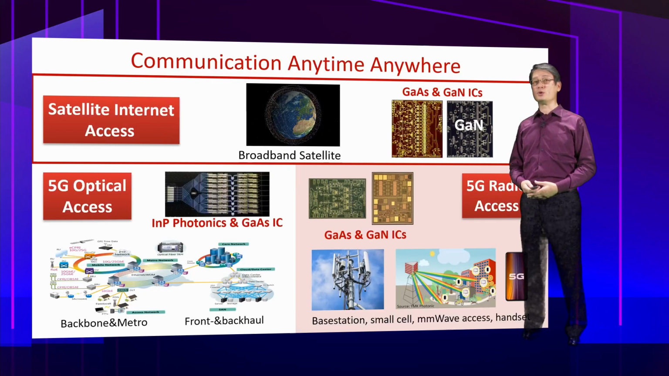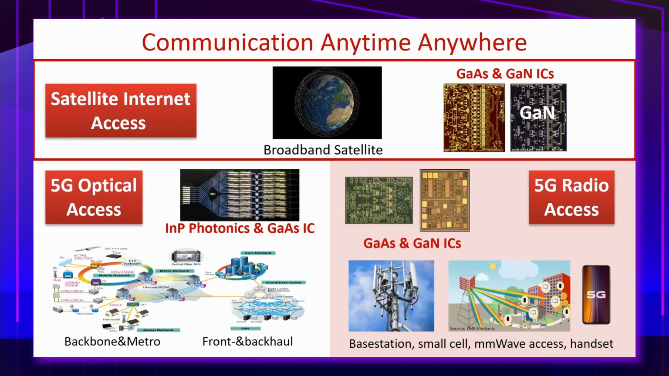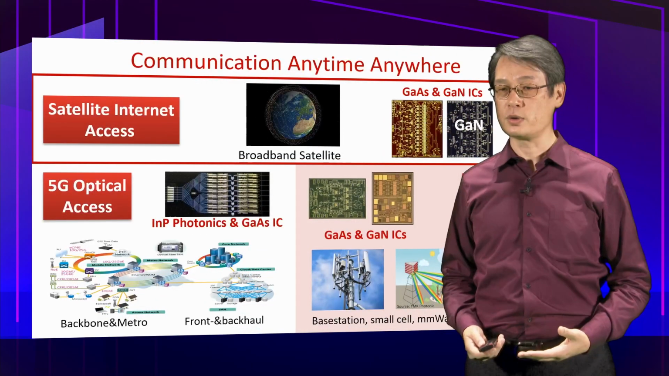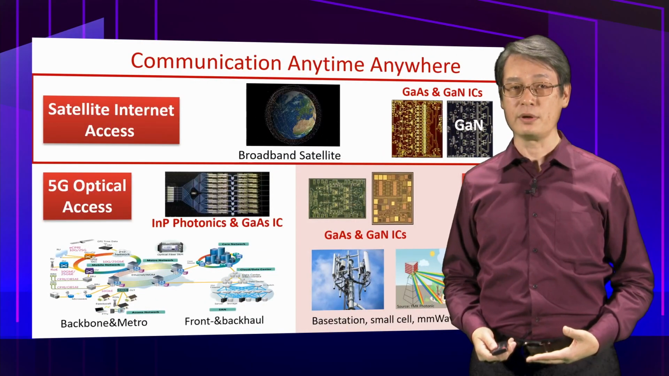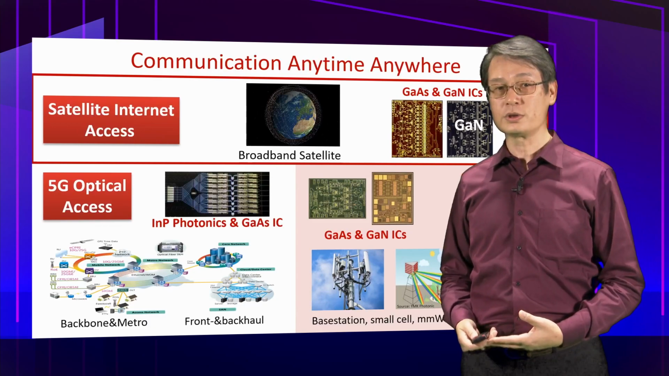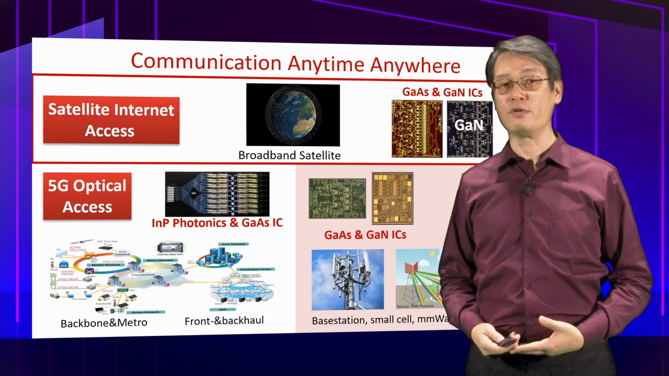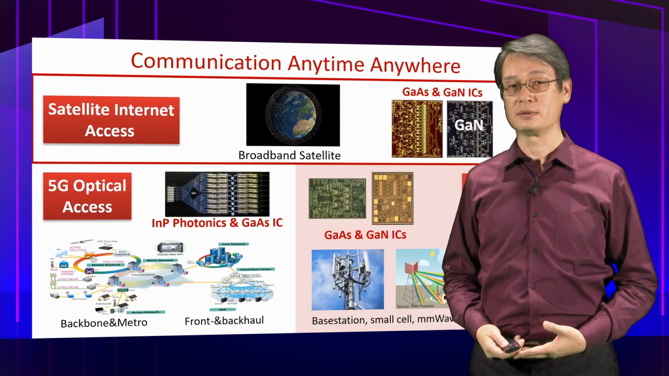This page shows examples that compound semiconductor devices are used in all the networks pervasively, including satellite internet access, 5G optical access, and the 5G radio access. Where compound semiconductor has its role in the forms of high-frequency amplifier, low-noise amplifier, light-emitting source, light-receiving device, and the photonics integrated circuits.